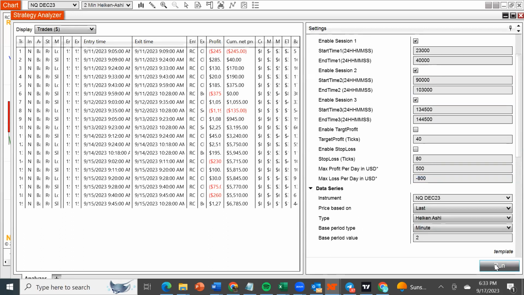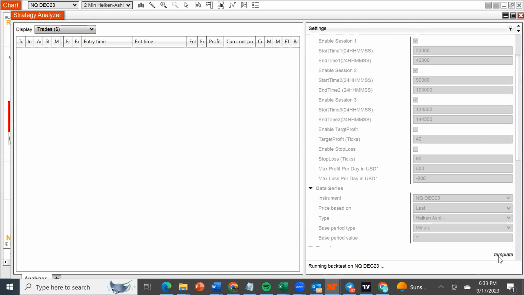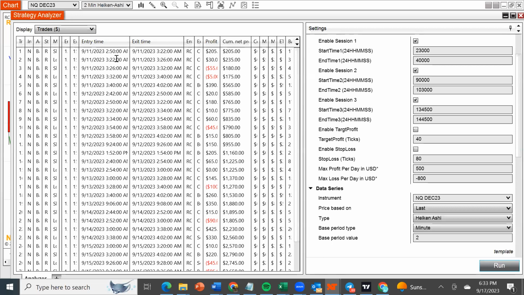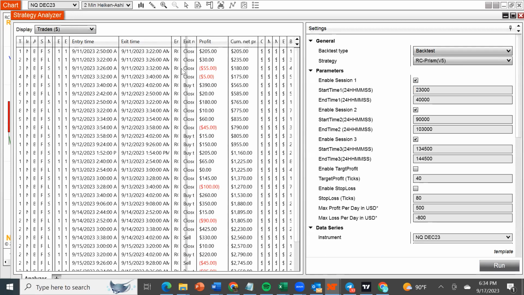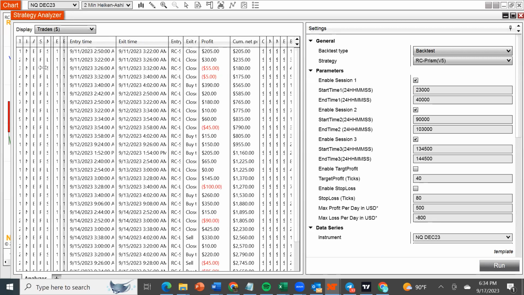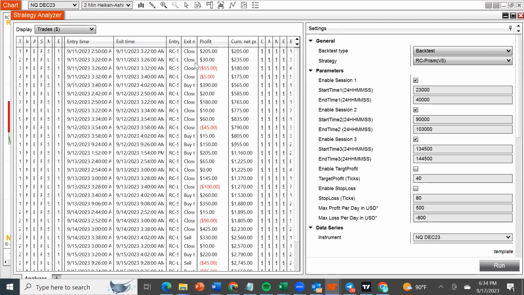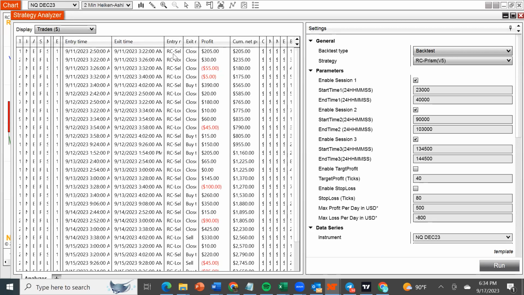So when you run this, now let us see. What is your start session? 2:30, which is the Europe power hour, the Europe opening hours. So it took a trade at 2:50 a.m. and then closed the trade at 3:22 a.m. The order was filled. It took a short position, it sold, and then it made a profit of $205.